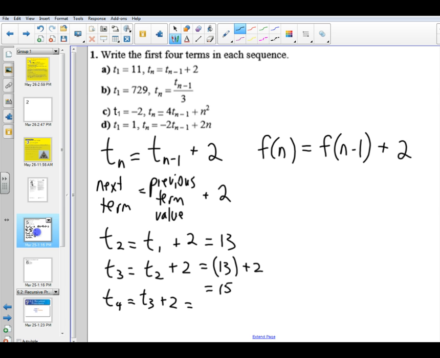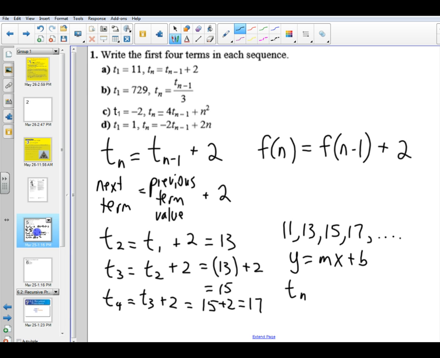Okay, so that is going to be 15 plus 2, which is 17. So this is certainly a familiar type of relation, which of course would be linear. So our sequence would be 11, 13, 15, 17. Okay, so I'm going to pause there and give you a chance maybe to figure out what would be the explicit formula for that sequence which we generated so far.